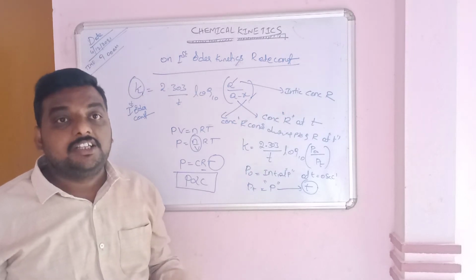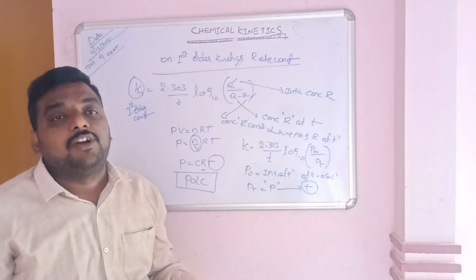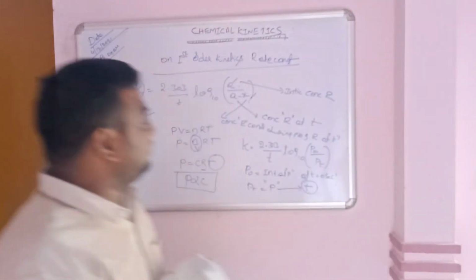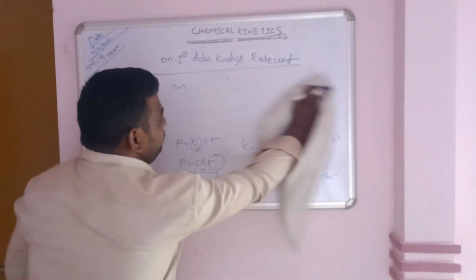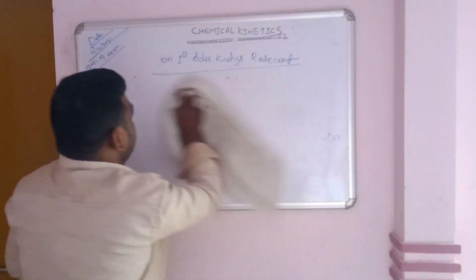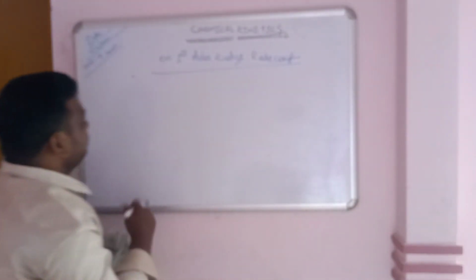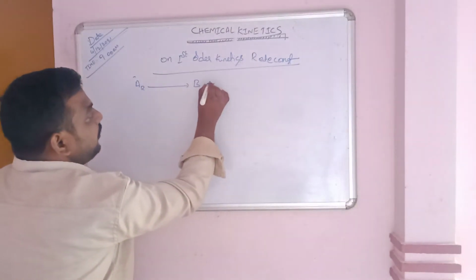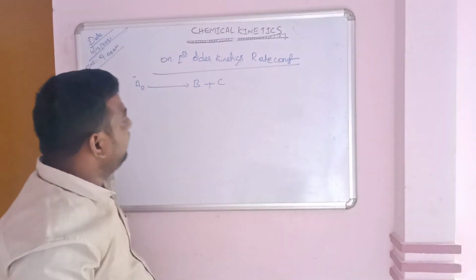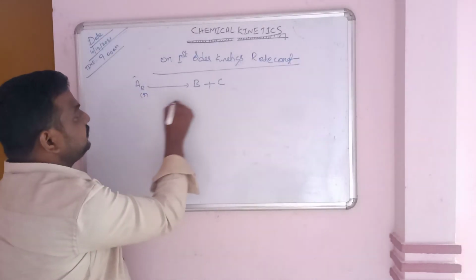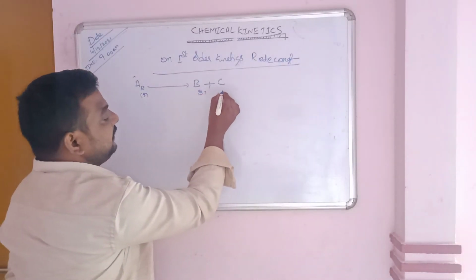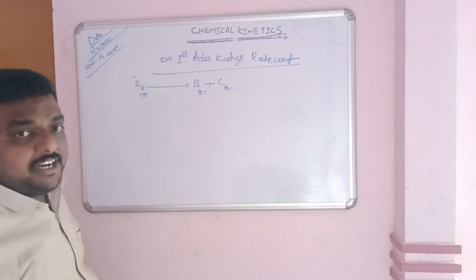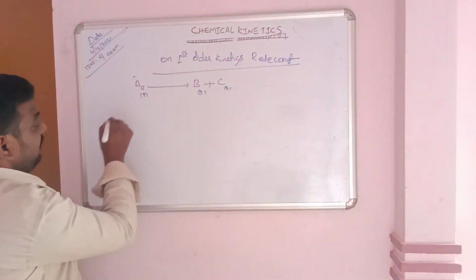But we can see some model questions in terms of pressure about the first order rate constant. Okay, students, we can see a reaction. A gaseous reactant A gives rise to gaseous products B plus C. For this reaction, data will be given.